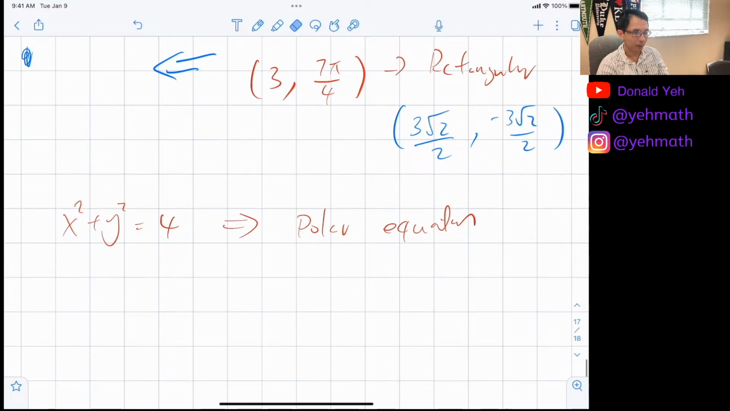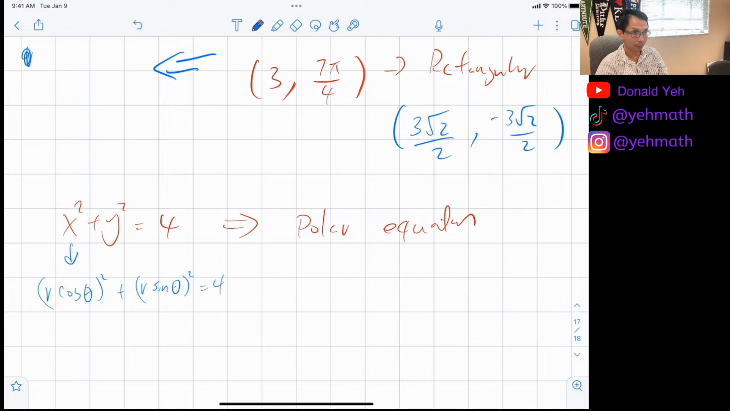So I move on. Here I want to be more specific on this one. I understand where you come from. You say r squared is equal to 4, but I want to show you something else. There's a little bit more to that, because later on you're probably going to need this type of help. x is equal to r cosine theta, and then square. Does that make sense? Plus r sine theta squared is equal to 4.